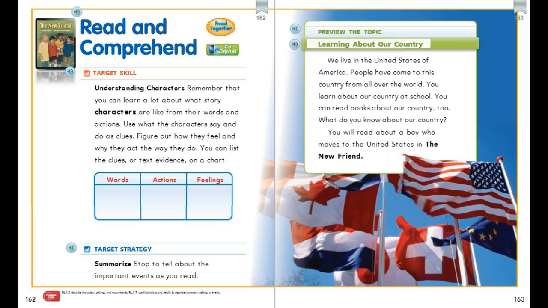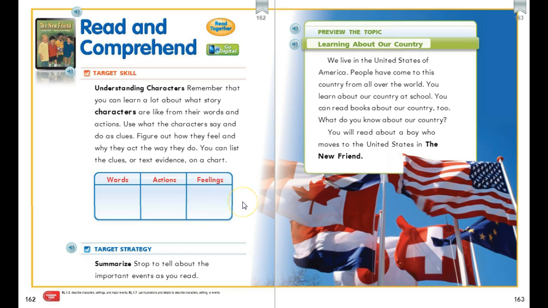Understanding characters. Remember that you can learn a lot about what story characters are like from their words and actions. Use what the characters say and do as clues. You can figure out how they feel and why they act the way they do. You could list the clues or text evidence on a chart. So they have given us an example of what that chart might tell us.